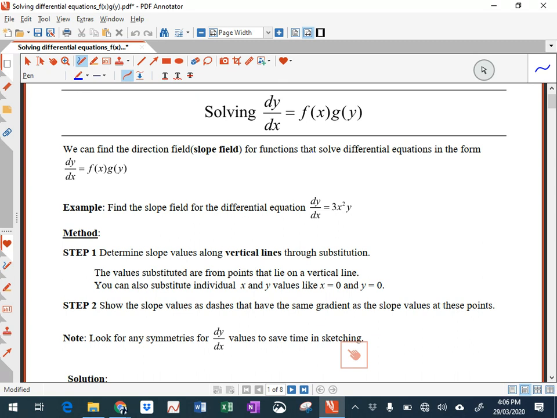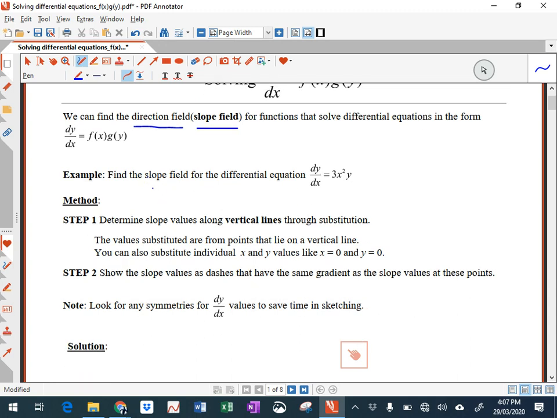Okay, so let's have a look. Now, first of all, a direction field. A direction field and a slope field mean the same thing. So that's something to be aware of in terms of language. Now let's have a look at our first question. We've got to find the slope field or direction field for the differential equation dy dx equals 3x squared y.